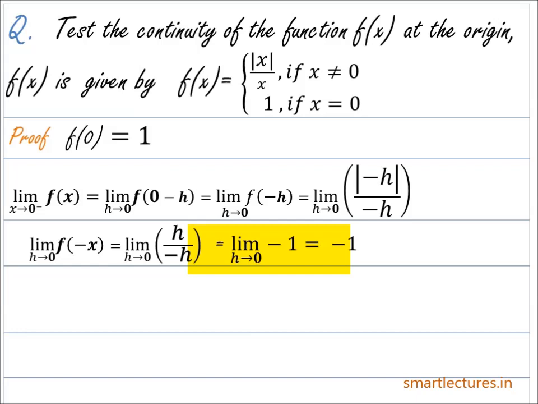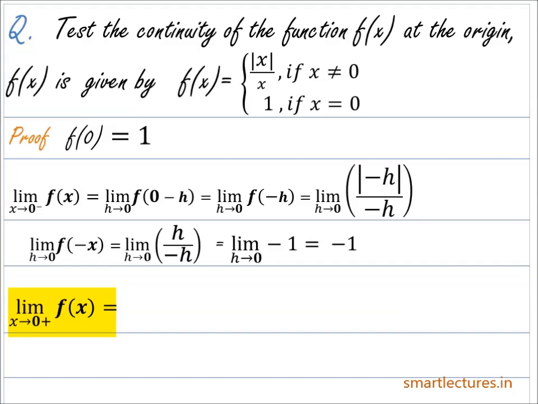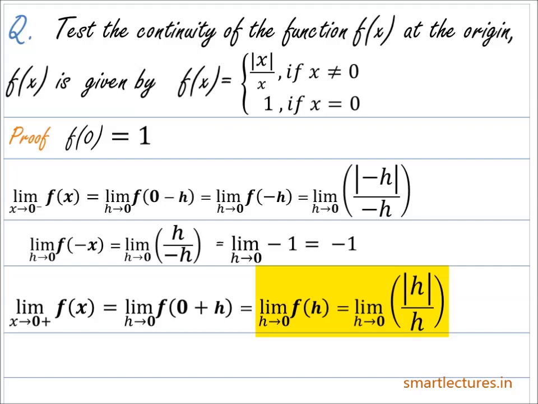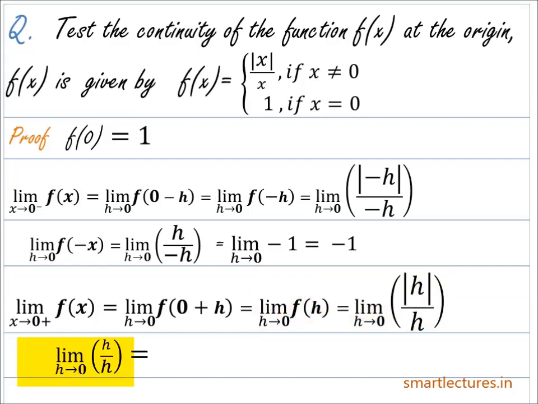And what will be its right hand limit? Now right hand limit at x equal to 0 is equal to limit x approaches 0 from the right hand side f of x, equal to limit h approaches 0 f of 0 plus h, which is equal to limit h approaches 0 f of h, which can be also written as limit h approaches 0 modulus of h upon h, or limit h approaches 0 h upon h, or limit h approaches 0 1, which is equal to 1.